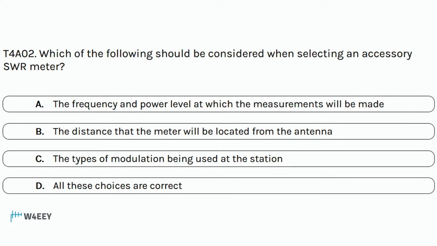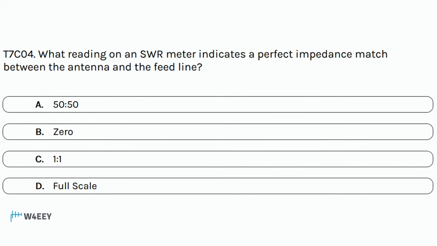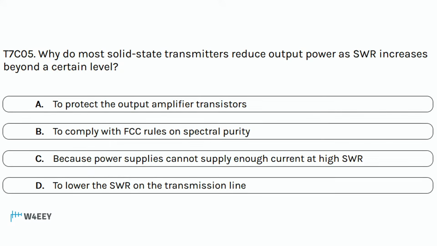Which of the following should be considered when selecting an accessory SWR meter? Alpha. Yeah, they're not all made the same, so you've got to consider the frequency and the power level at which the measurements will be made. So what reading on an SWR meter indicates a perfect impedance match? Charlie. 1-to-1. Not full scale.